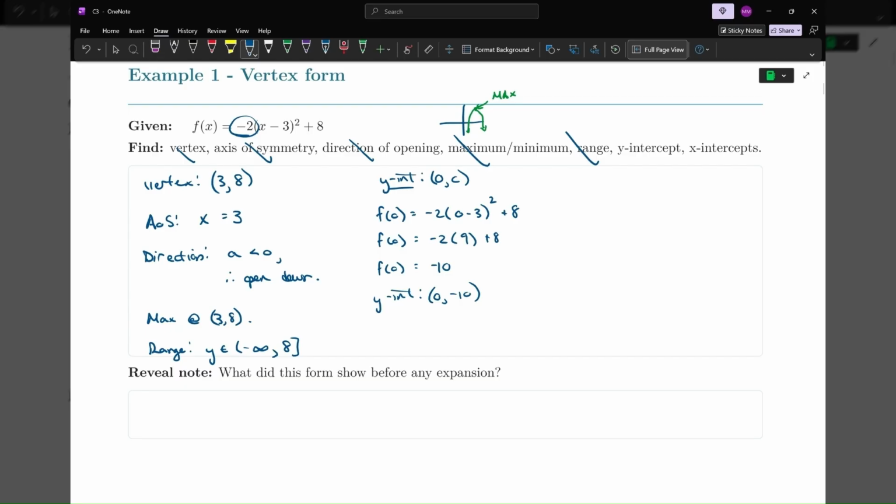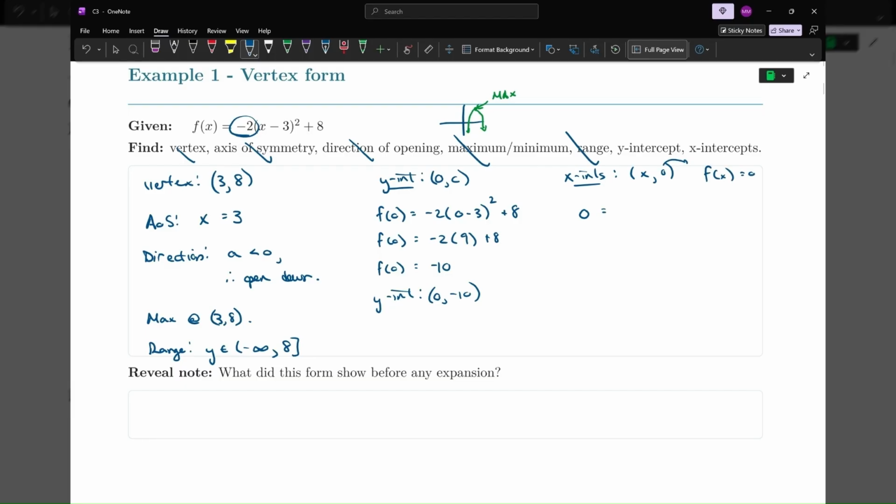Finally would be x-intercepts. So x-intercepts, well, I know, again, intercepts are coordinate points. So x-intercepts are going to have some x value, but I don't know the x value. I do know the y value is 0. So for a function, what that means is, put in 0 for y. So I know f of x is 0.